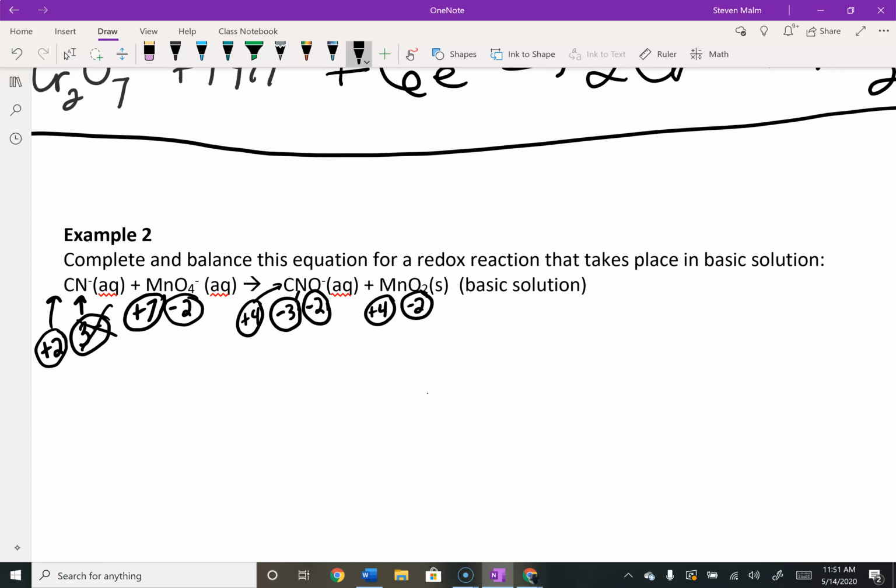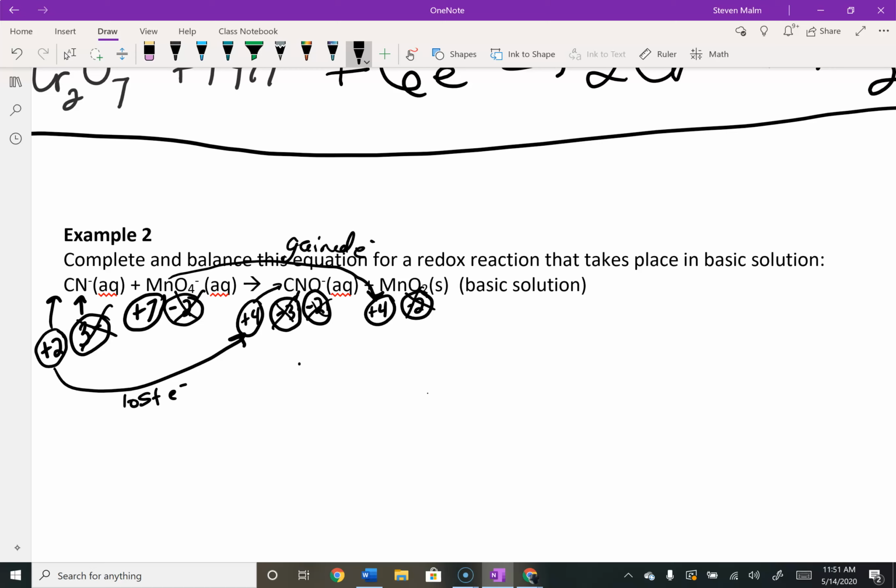Sorry. And so now we're going to look at things that changed. So nitrogen did not change. Oxygen did not change by definition. So what did change is carbon went from a +2 to a +4. In doing that, it lost electrons. Manganese went from a +7 to a +4, so it gained electrons. So that means manganate is going to be our reduction, and carbon is going to be our oxidation.